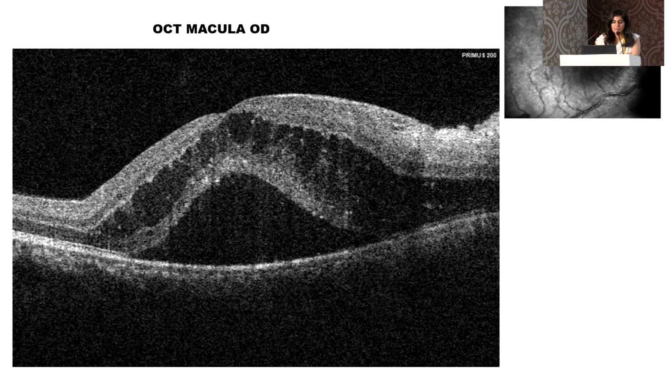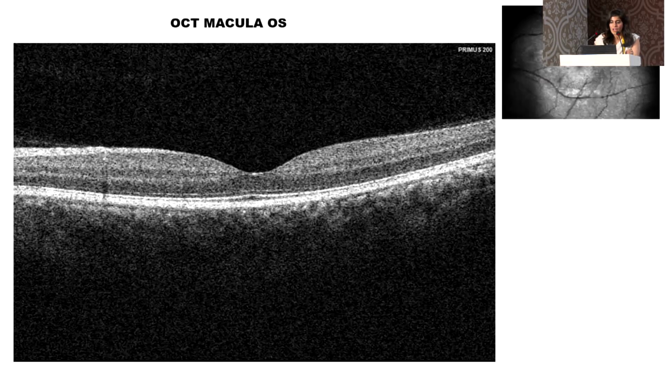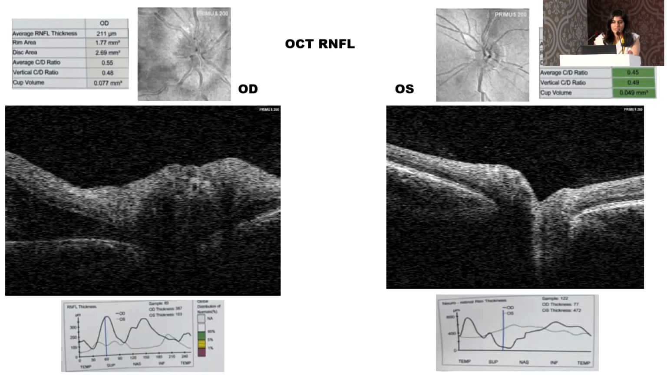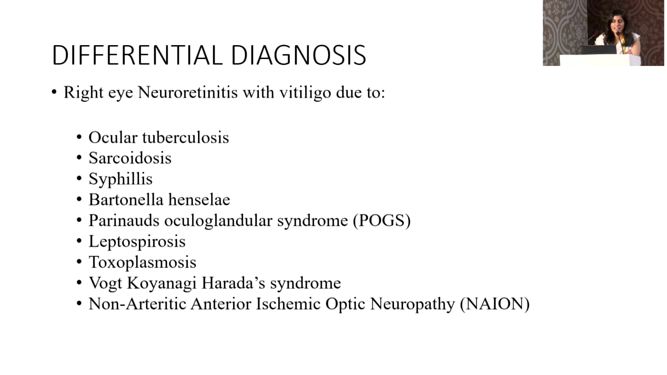Coming to the OCT macula, I saw a distorted foveal contour. There were intraretinal cystic lesions with neurosensory detachment of the macula. The left eye's OCT macula was absolutely normal. On the OCT RNFL, the average thickness was raised in the right eye, and in the left eye it was normal. So I came to the differential diagnosis of right eye neuroretinitis with vitiligo.